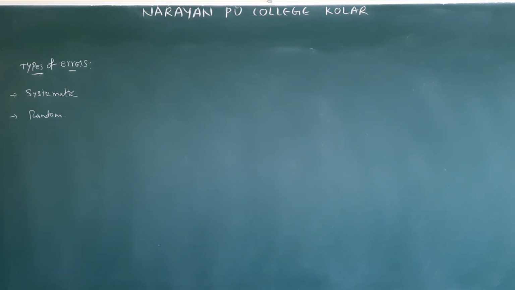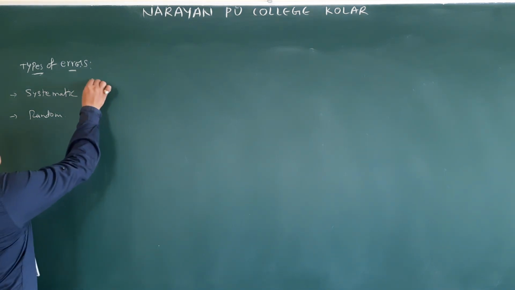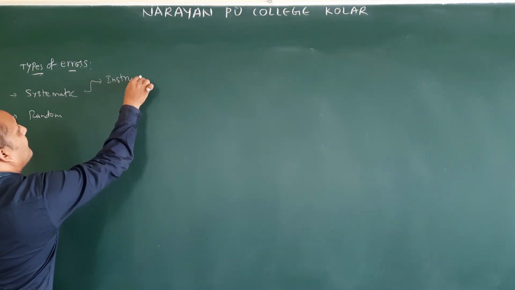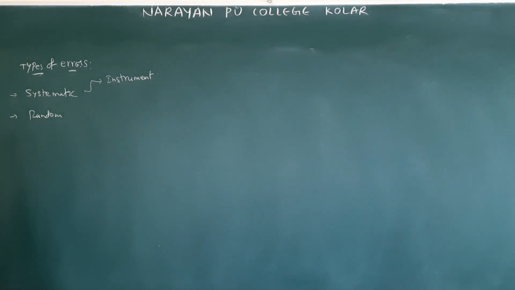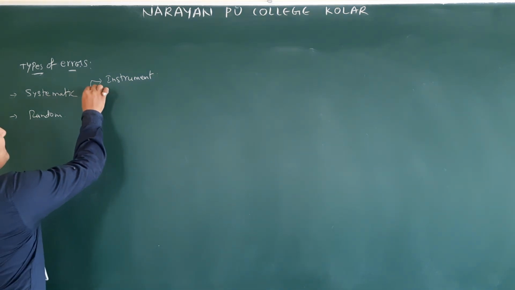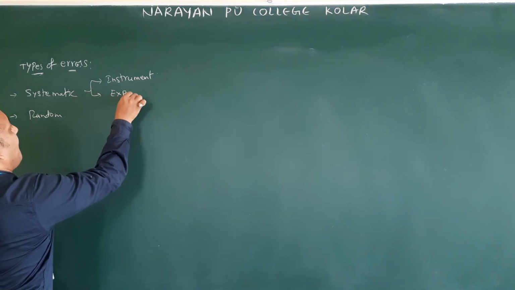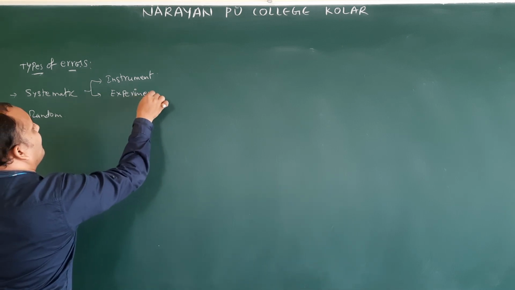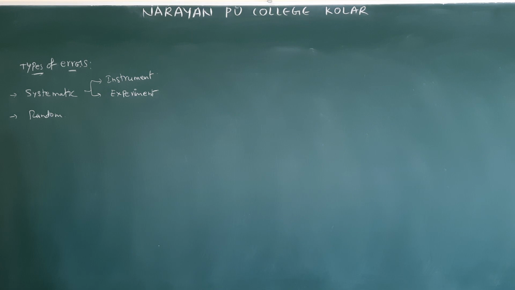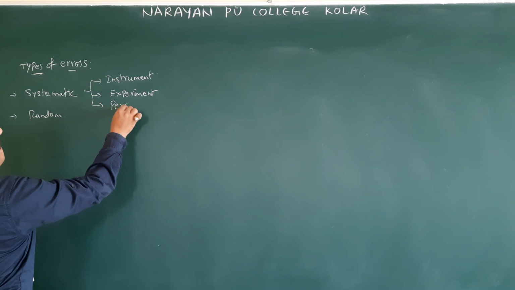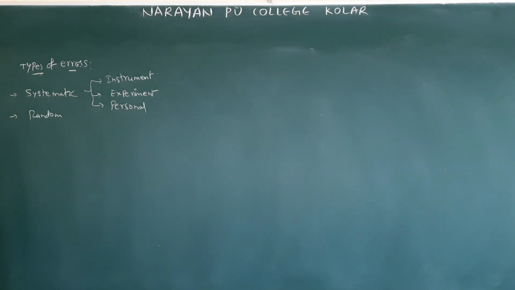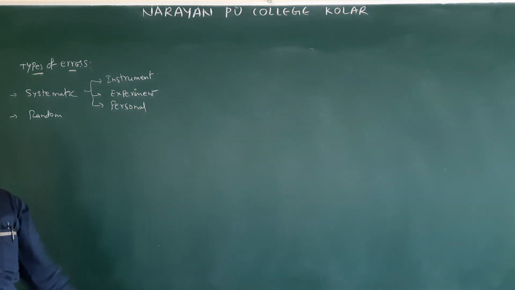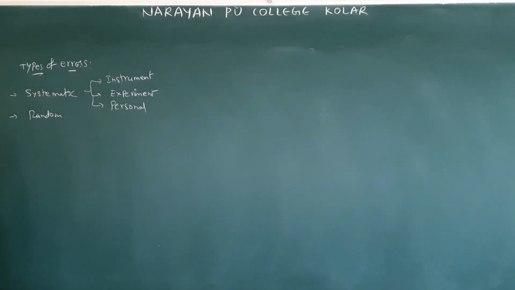That may be because of instrumental errors. Instrument means, for example, the scale we are going to take. Because of a fault in the scale, you will get error. How it comes, we will see with an example. Next, experimental errors. Whenever we are doing an experiment, knowingly or unknowingly, we will come up with some errors. Next one is personal errors. Personal errors depend entirely on us. We may show some carelessness while taking or measuring readings. Those errors come under personal errors.